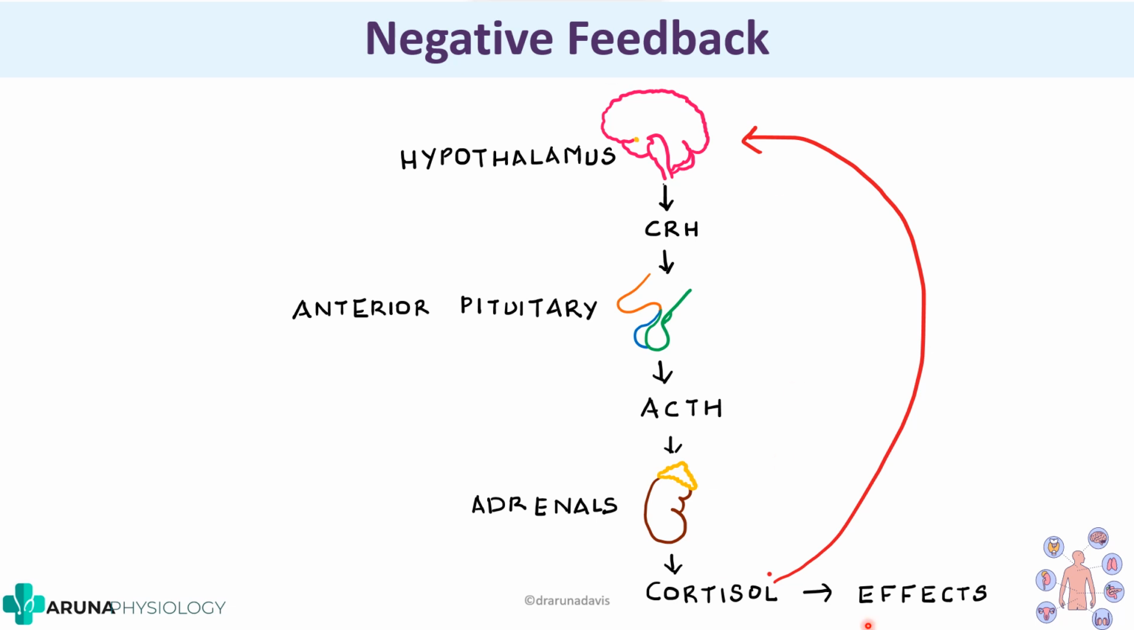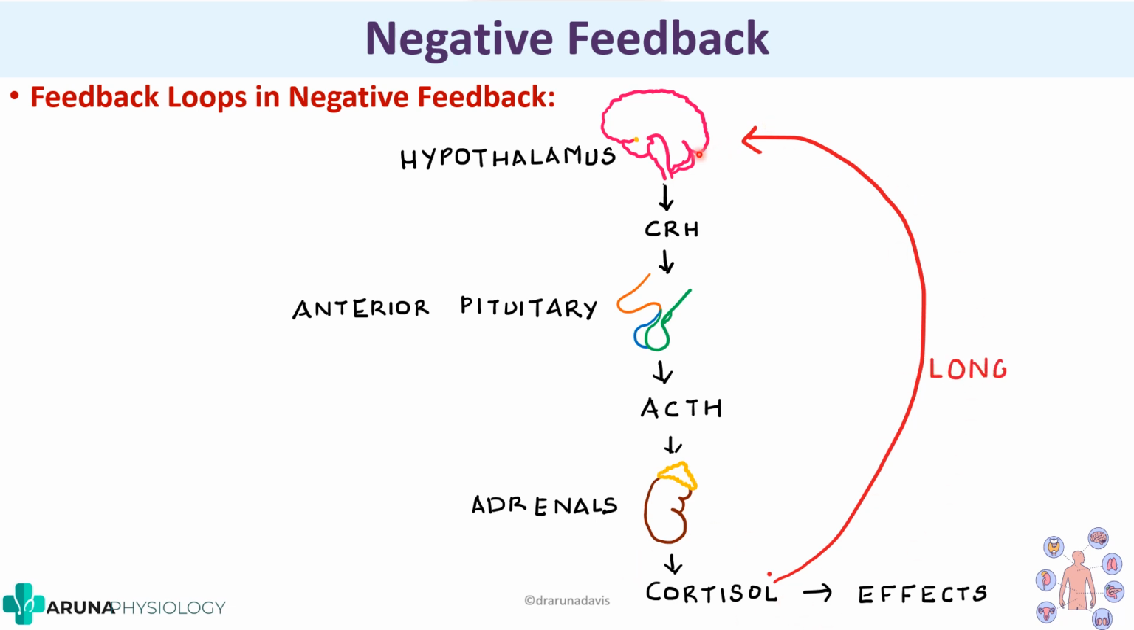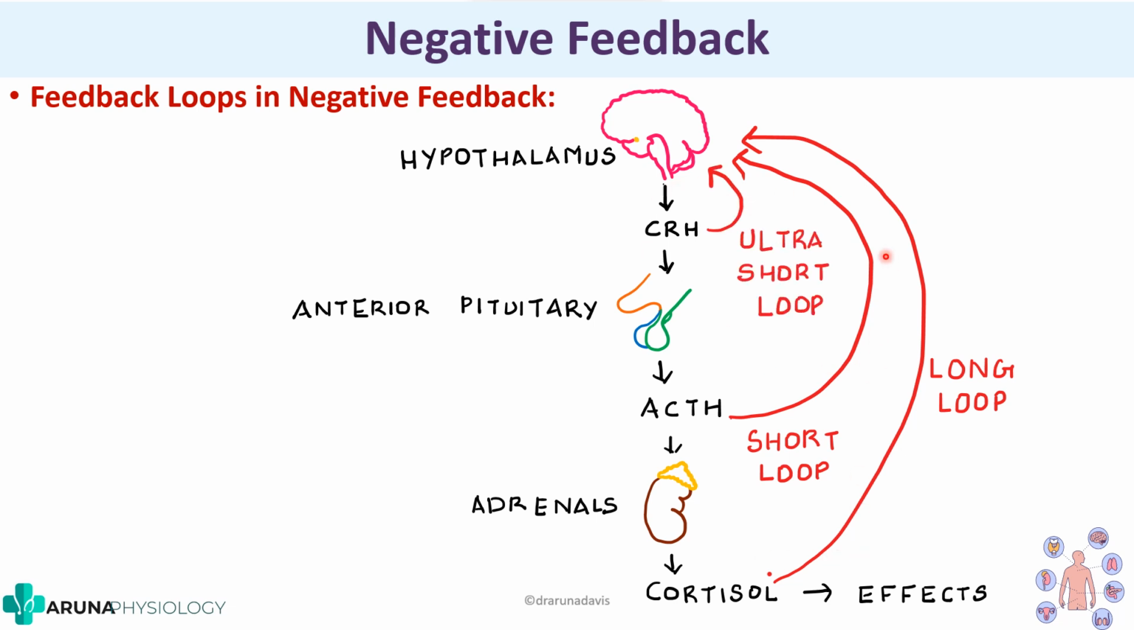Based on the level at which the inhibition occurs, you can have different feedback loops in negative feedback. This type of feedback, in which the target hormone inhibits a higher order gland, is called long loop feedback. Now, suppose a middle order hormone, say ACTH, inhibits this CRH production, then that is called short loop feedback. And finally, if CRH itself inhibits its own production, then that is called ultra short loop feedback. So basically, we've got three types of loops in negative feedback: the long loop, short loop, and ultra short loop.